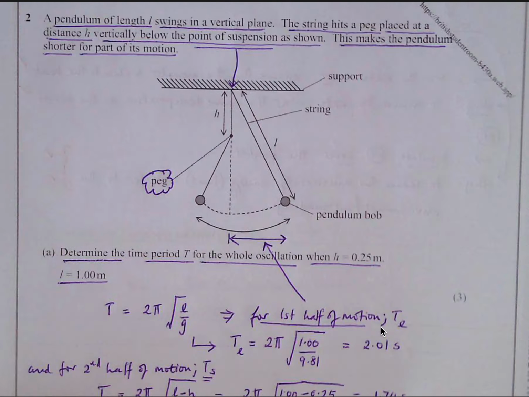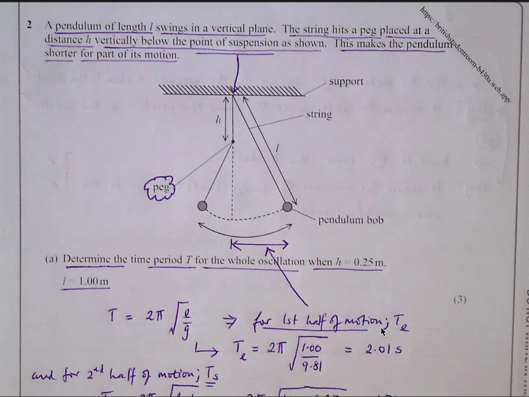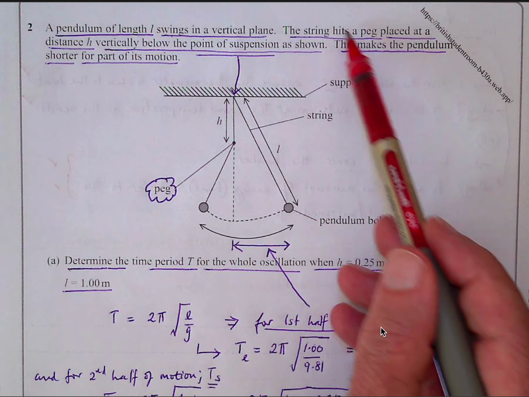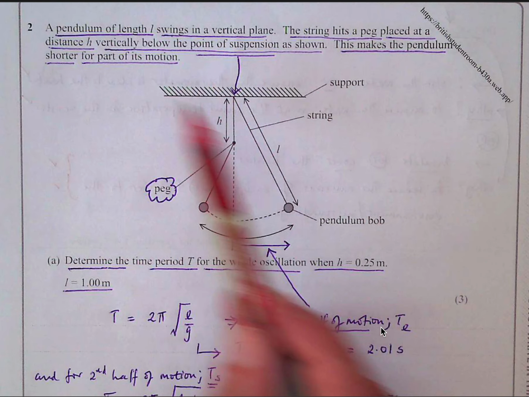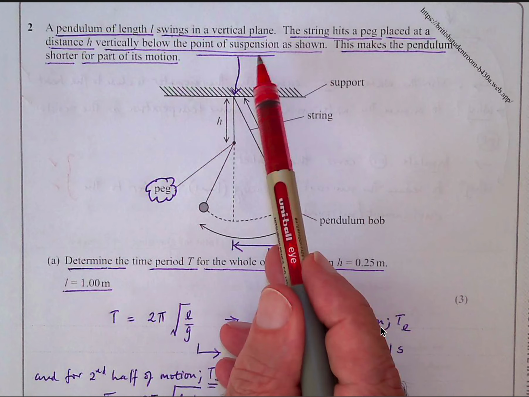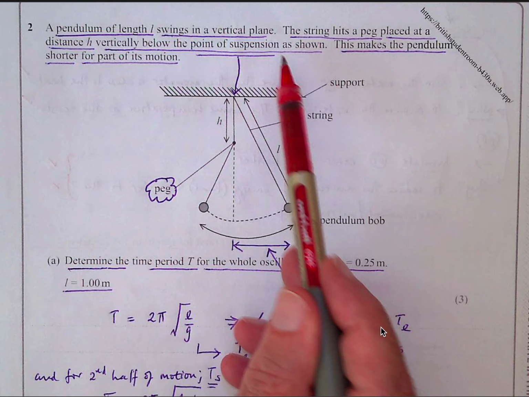The next question is question 2, and it's about a pendulum. Okay, so pendulum length L swings in a vertical plane. Vertical means up and down. The string hits a peg. This is the peg. Now, peg is just an obstacle. Presumably this is a solid piece there at a height h, vertically down below the point of suspension as shown here.